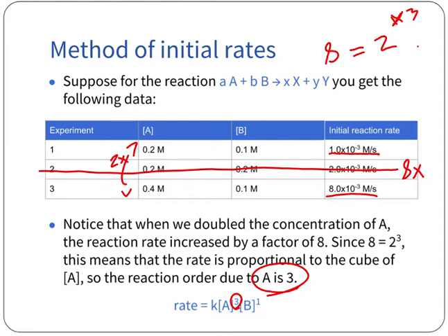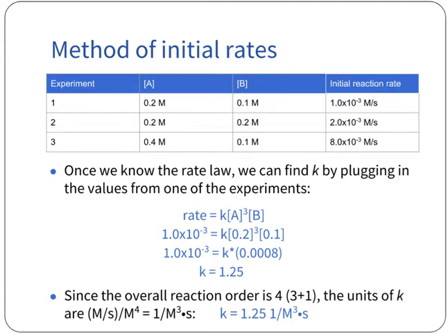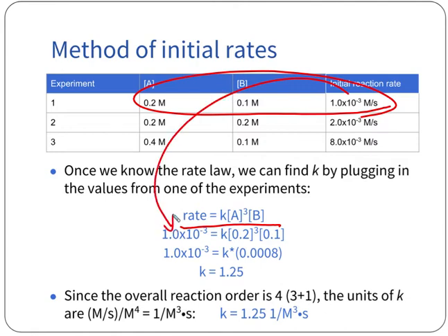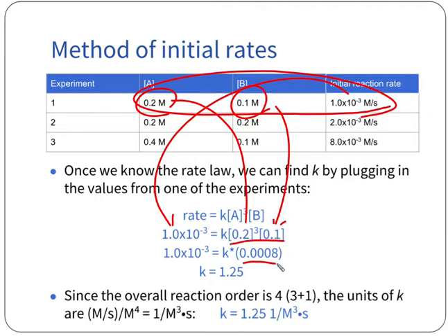So what about the rate constant? Well, once we know what the basic form of the rate law is, we can just take the numbers for one of these and just plug them in. We're going to put that in for the reaction rate. And we're going to take the concentration of A and put that in as the concentration of A, and the concentration of B and put that in as the concentration of B right there, and just see what we get. And so when we do that, we have 1.0 times 10 to the negative third equals K times 0.2 cubed times 0.1. We can multiply these out, solve it, and we find that K is 1.25.